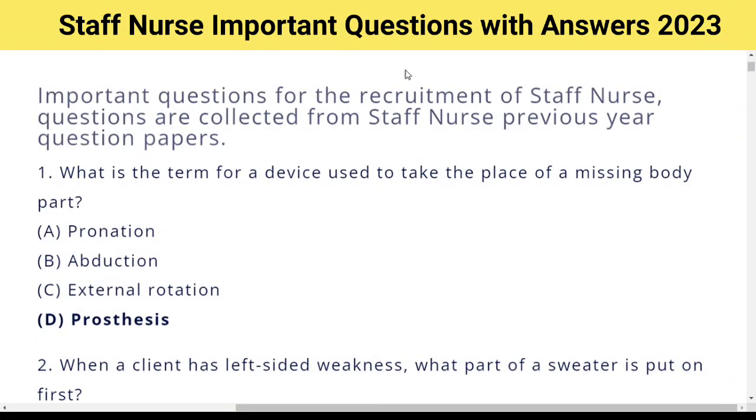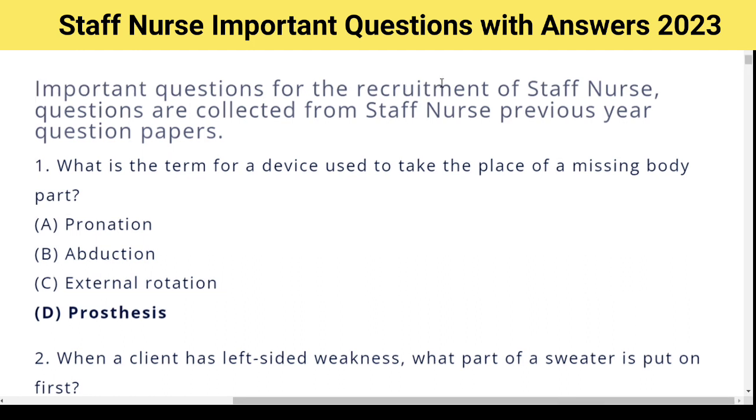Today I am going to discuss the most important questions for the recruitment of staff nurse. The previous question paper with solved answers.